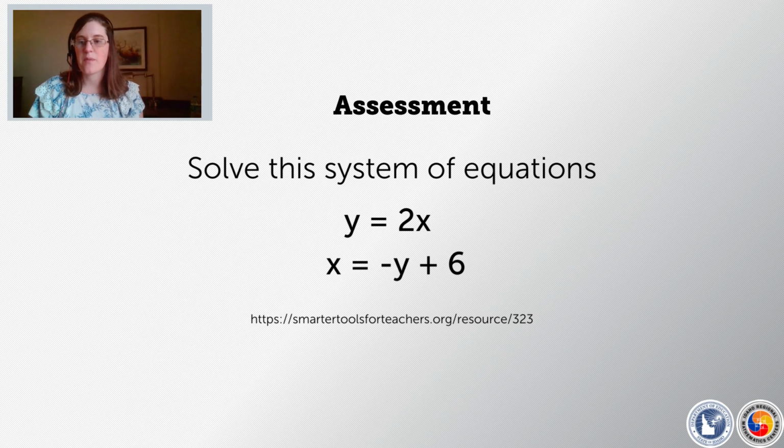First, pause the video and solve the problem. How many different ways can you solve it? Are there multiple appropriate solution methods or just one? Which method seems to be most efficient?